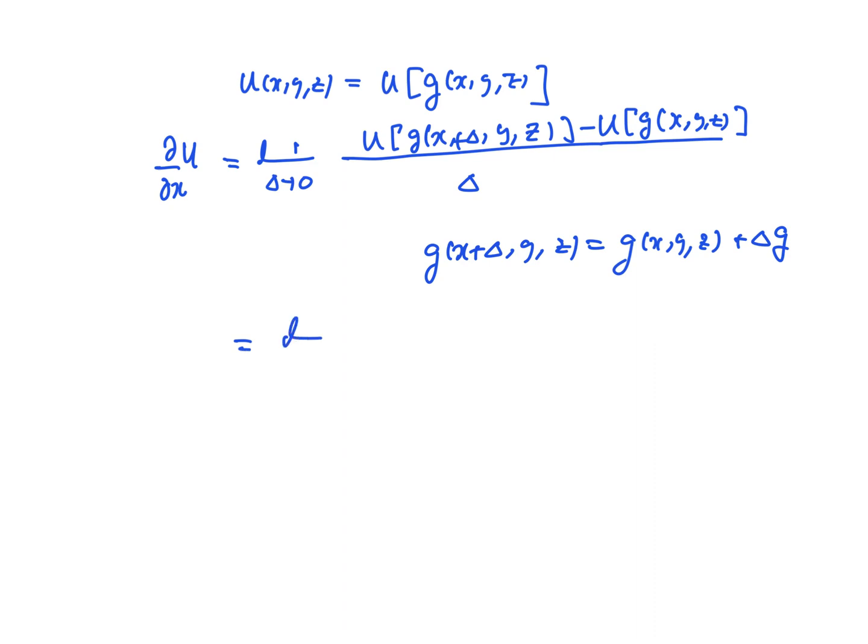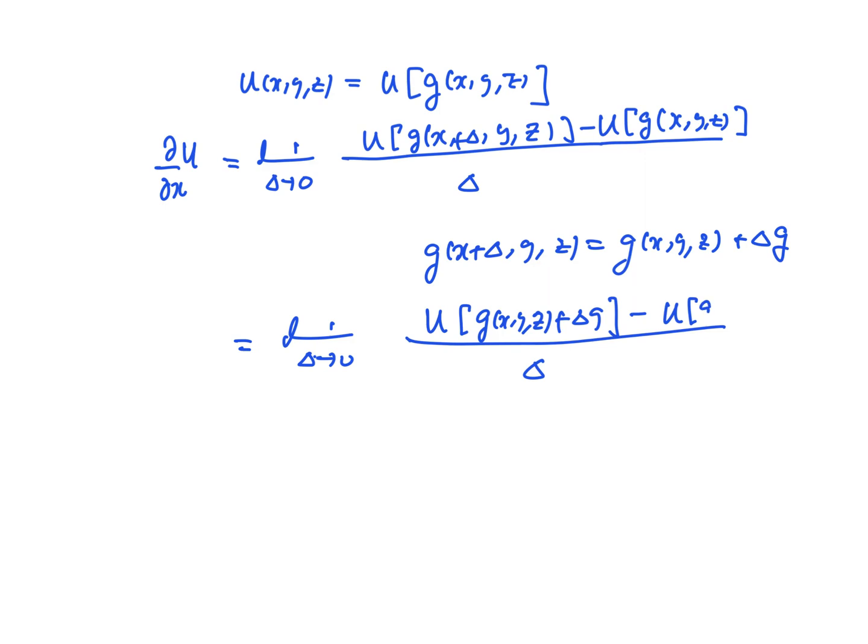So it turns out that we have delta u, u(g(x,y,z) plus delta g) minus u(g(x,y,z)). In mathematics, I told you that you can do many things by doing nothing, right? So doing nothing means you just multiply by 1. So in this case, I must divide by delta g, multiply by delta g.